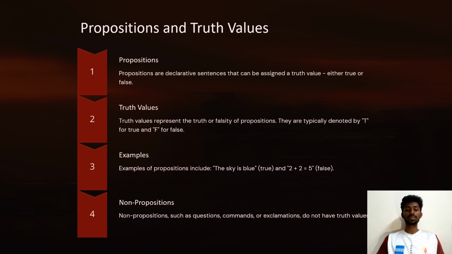Examples. Some examples of propositions include the sky is blue. So here the sentence is true and it is denoted by T. And in terms of numeric, 2 plus 2 is equals to 5. So this statement is false and it is denoted with the letter F. When it comes to non-propositions, such as questions, commands, or exclamations, they do not have truth values.